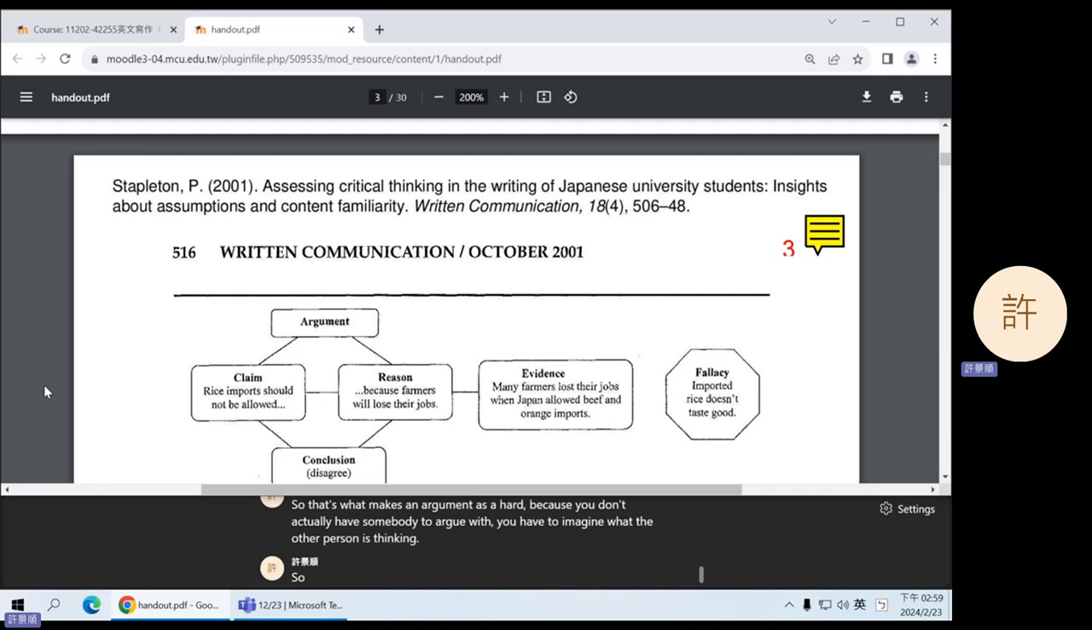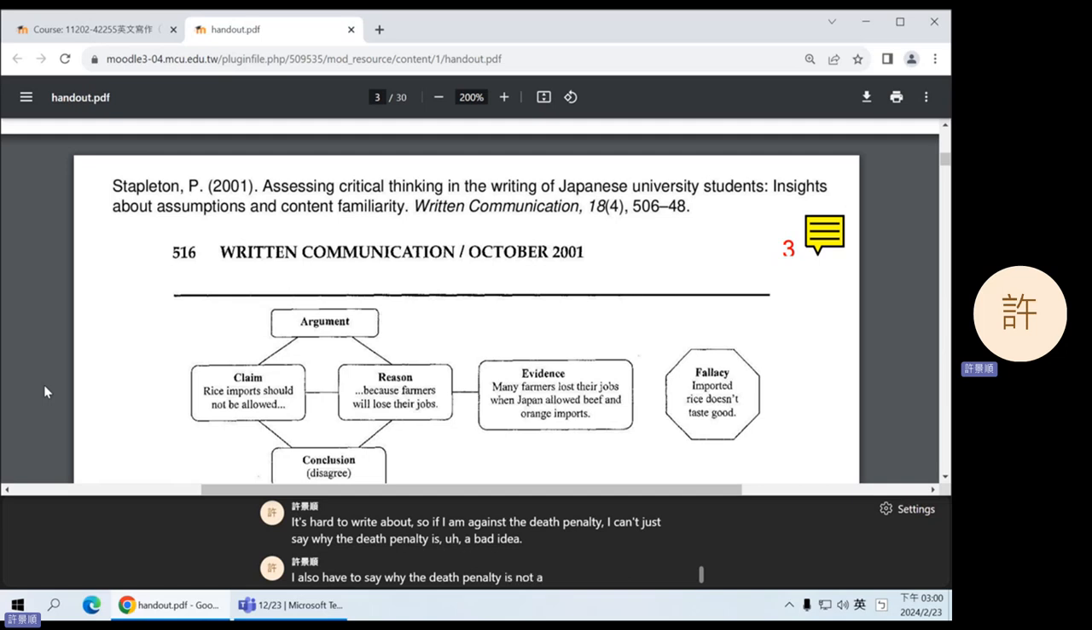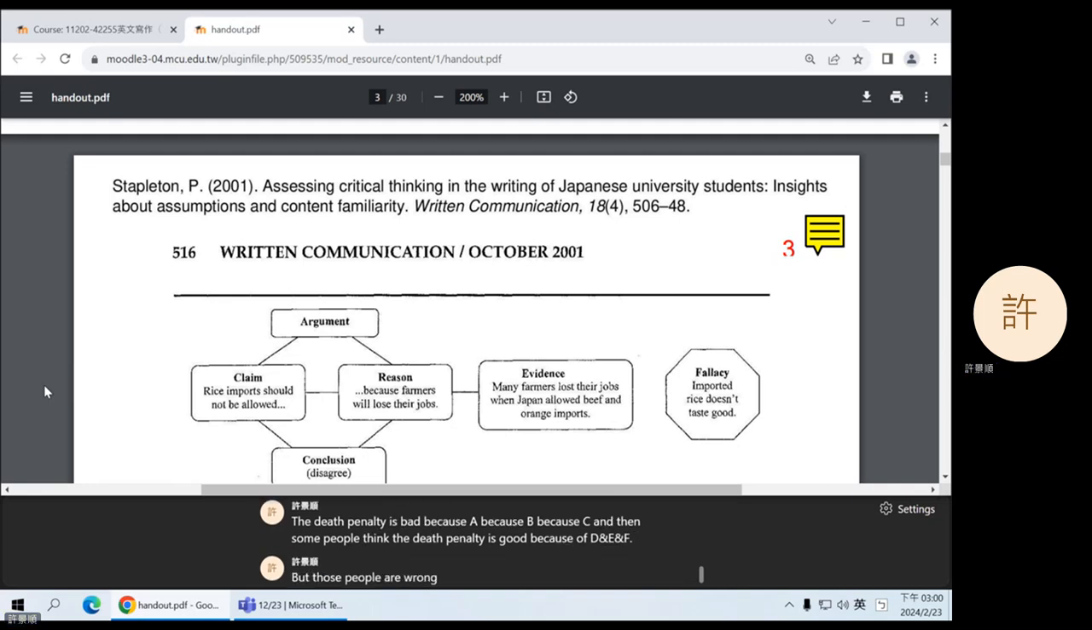So, like, choose any topic. Not any topic. I'm going to choose the death penalty because you're not supposed to write about it. It's hard to write about. So if I am against the death penalty, I can't just say why the death penalty is a bad idea. I also have to say why the death penalty is not a good idea. These are two different things. The death penalty is bad because A, because B, because C. And then some people think the death penalty is good because of D and E and F, but those people are wrong. I have to do both.